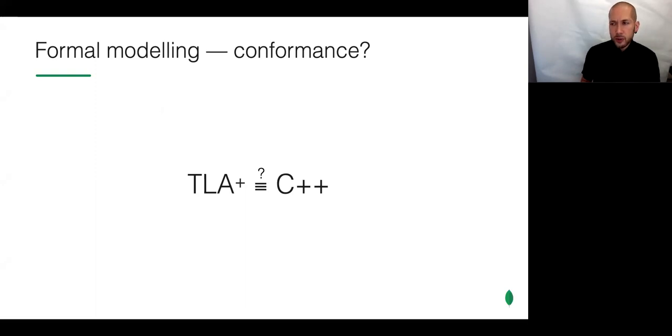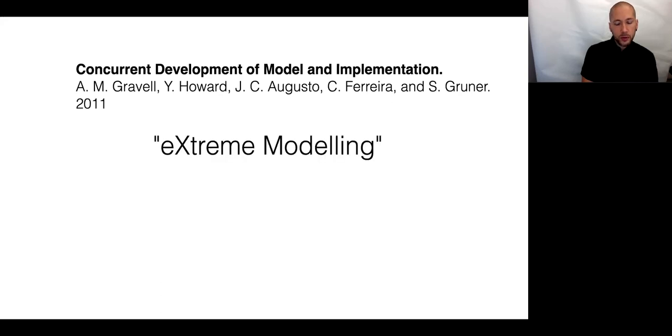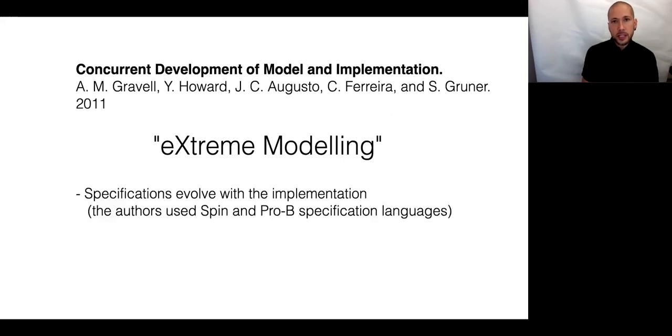We looked around for a testing technique, a way to test conformance, and we came across this 2011 paper, Concurrent Development of Model and Implementation. In this paper, the authors propose a software methodology called eXtreme modeling. In eXtreme modeling, the specifications and the implementation evolve over time, and they have two techniques for testing conformance.